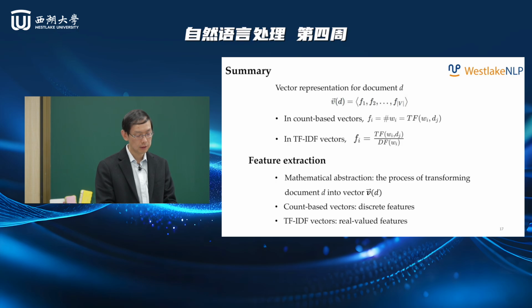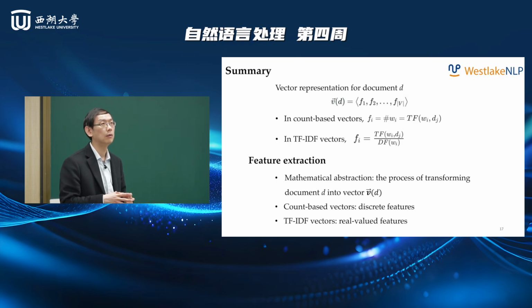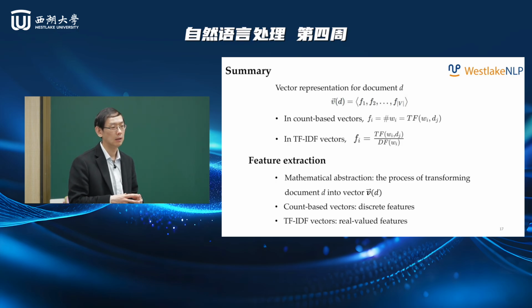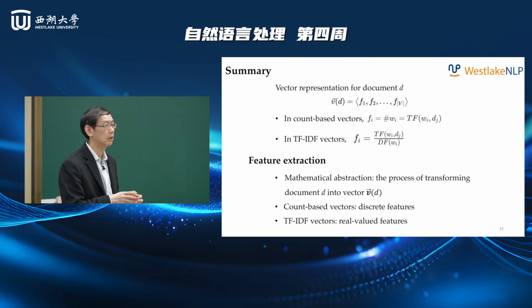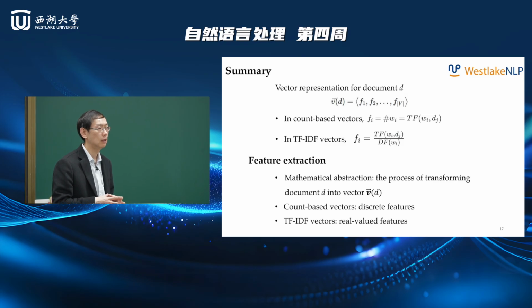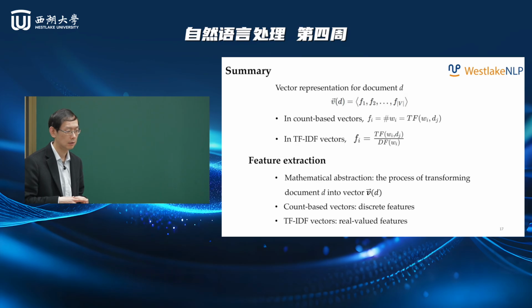All right, so what did we learn within the last few minutes? We learned how to turn a document into a vector. Basically, every dimension in the vector space corresponds to a word in the vocabulary. And we learned 2 ways to turn a document into a vector. One way is just counting. One way is using TF-IDF to balance the document frequency and the word frequency.